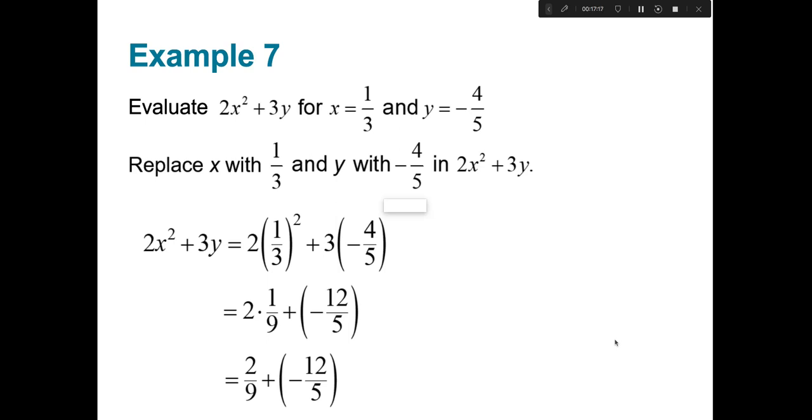Now I have to add these two fractions together or subtract these fractions, depending on if you're adding a negative or just subtracting. What do I have to do to add or subtract? Common denominator. What's the common denominator between 9 and 5? 45. So I have to take 2/9 times 5 over 5. Except I wrote the wrong number.